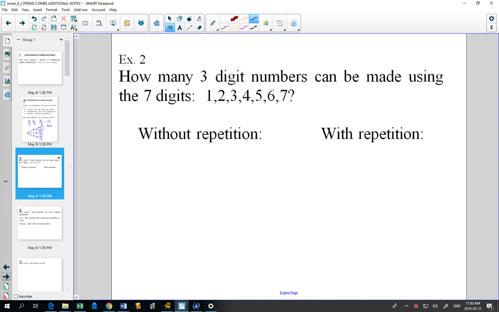Now these questions are a little bit different than what we did in our examples. How many 3-digit numbers can be made using the 7 digits 1 to 7, where, 1, you're allowed to repeat the numbers, and 2, where you're not allowed to repeat the numbers? Well, if we're having a 3-digit number, it's still fundamental counting principle with both, but our choices are going to be different. If we are allowed to repeat, we would have 7 choices for the first one, 7 choices for the second one, and 7 choices for the third one. 7 times 7 times 7.